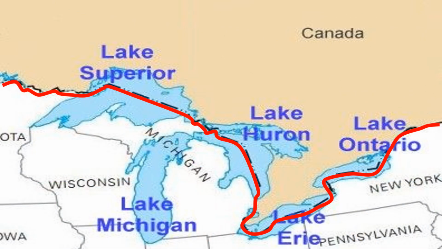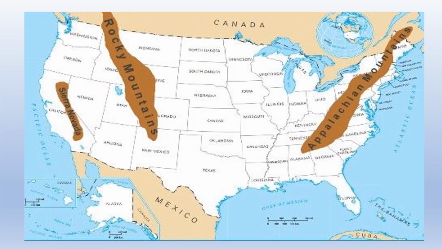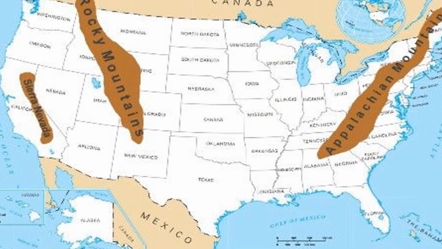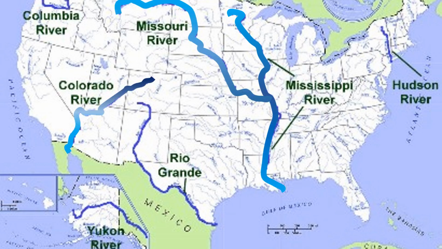The 5 Great Lakes are located in the north-central portion of the country. 4 of them form part of the border with Canada. Only Lake Michigan is entirely located within the United States. Rocky Mountains and Appalachian Mountains are the 2 major mountain ranges in the United States. Mississippi, Missouri, and Colorado are the major rivers in the United States.